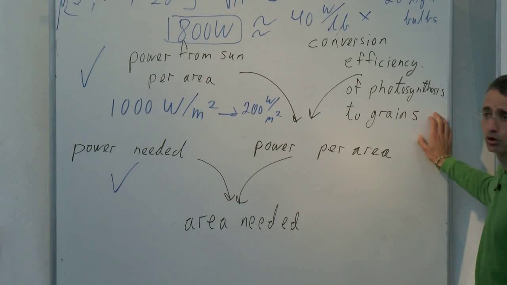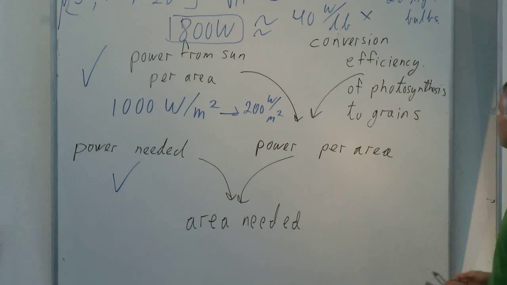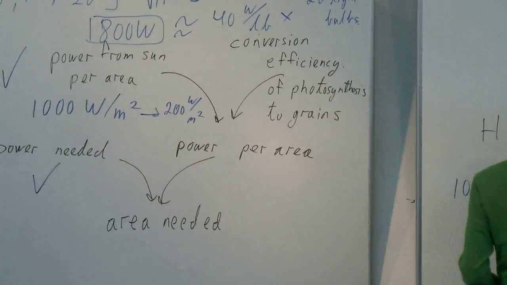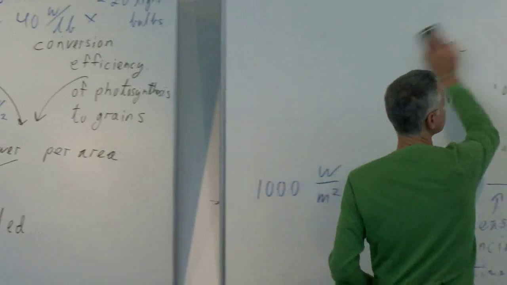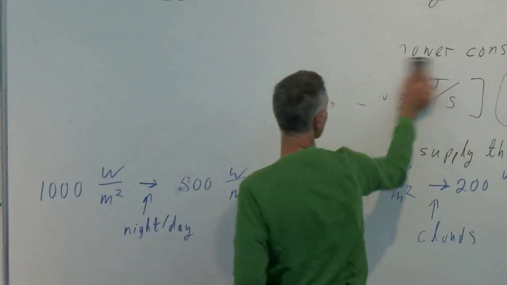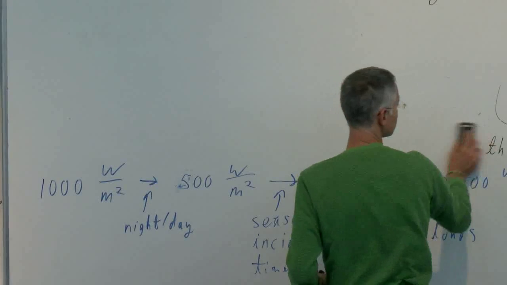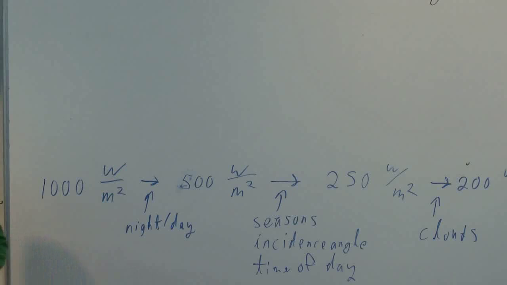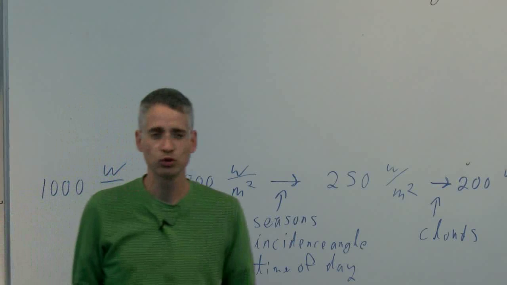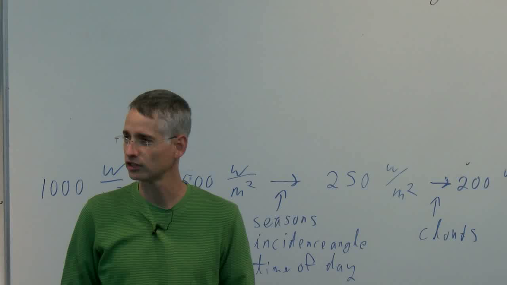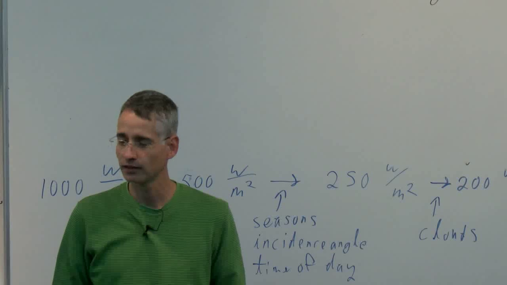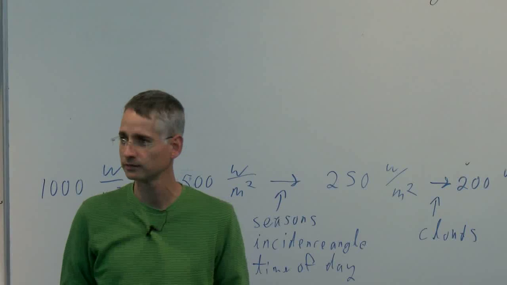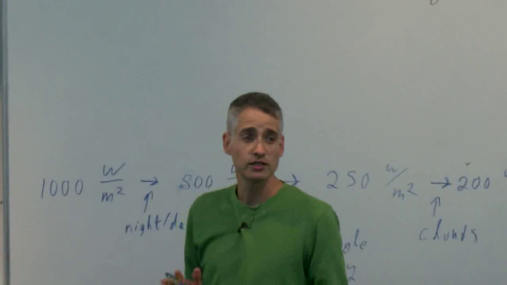Okay, now we have a more challenging factor, and that is to think about the conversion efficiency of photosynthesis. What would you think is the conversion efficiency of photosynthesis? I hear very low. I hear 5%, 1%. Well, indeed, it's very low.